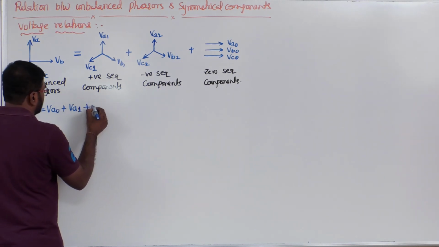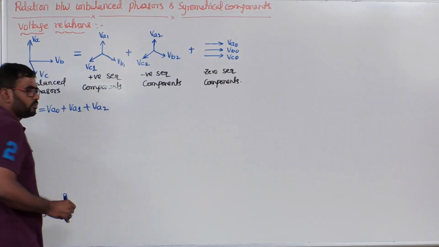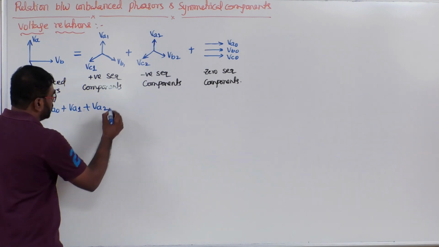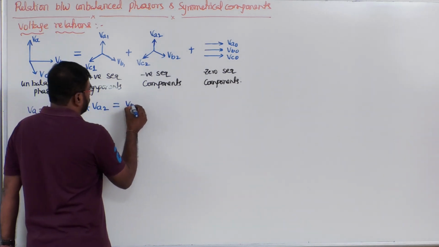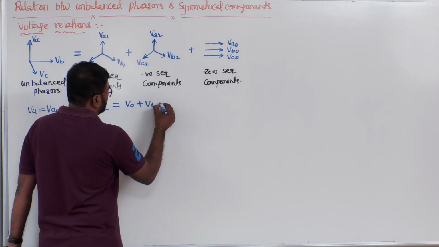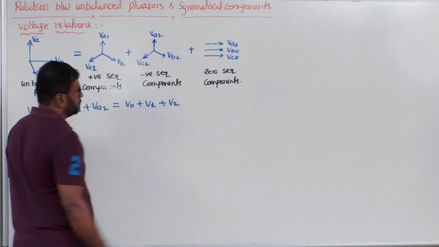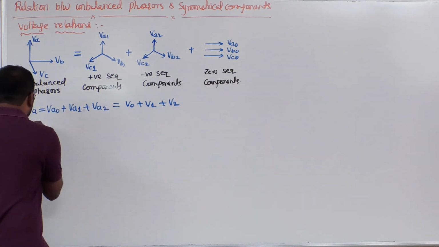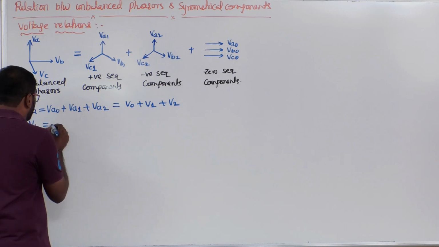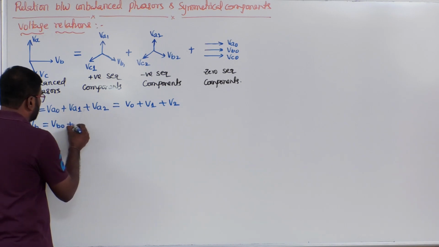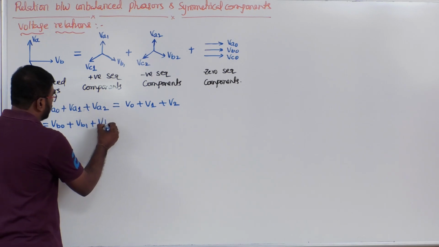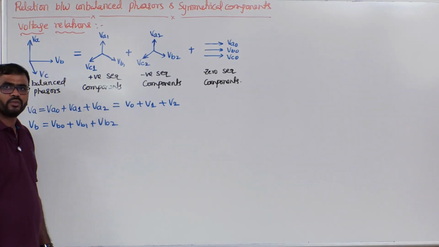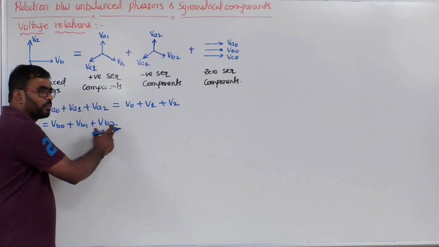VA0 plus VA1 plus VA2. Clear? So nothing wrong to write V0 plus V1 plus V2. Now what about VB? We can write VB0 plus VB1 plus VB2.